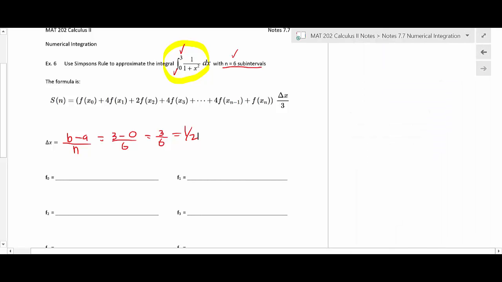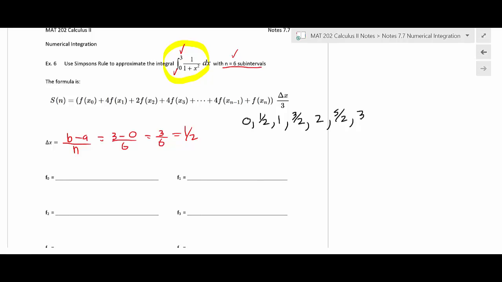I'm just going to crunch out the details with this one. So what we're going to be doing is going from 0 to 3. If we count this out, we're going 0, a half, 1, 1 and a half, 2, 2 and a half, and then all the way up to 3. Now you can use decimals if you want to. You can use 0.5 and 1.5 and so forth like that.